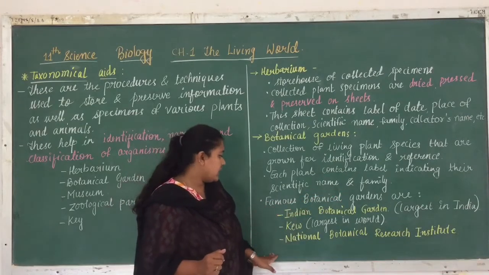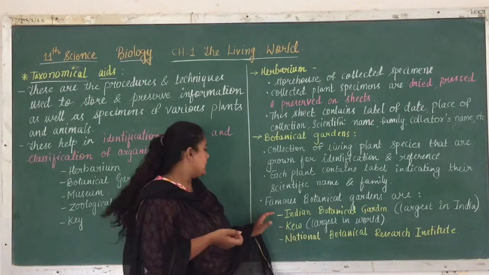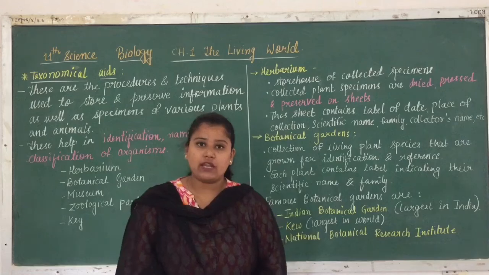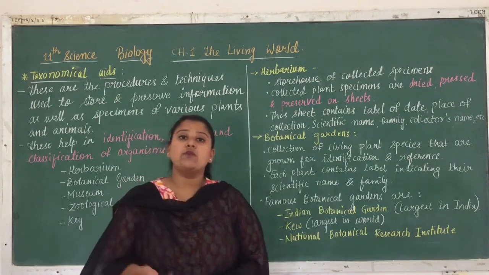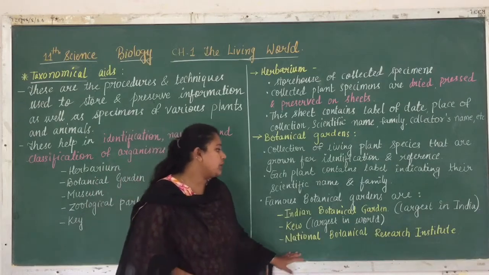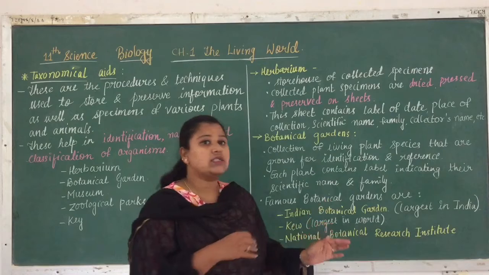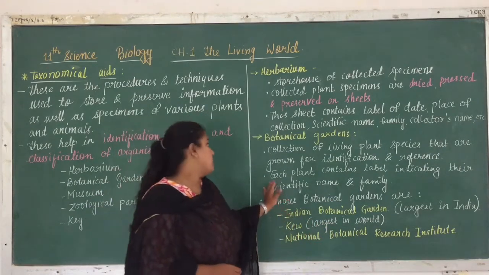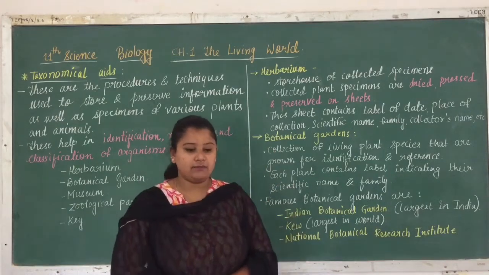Now I have written here three botanical garden names. The first is Indian Botanical Garden, that is India's largest botanical garden. The second is Kew, which is the largest in the world, and the third is National Botanical Research Institute, where this institute is focusing on research on different types of plants. So here is the second, that is botanical gardens.